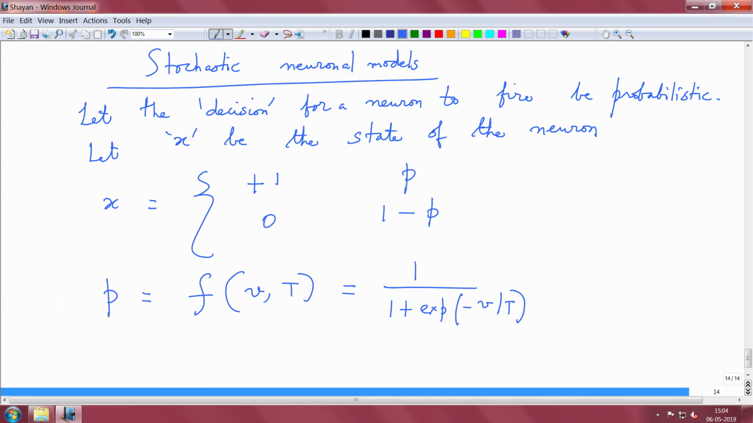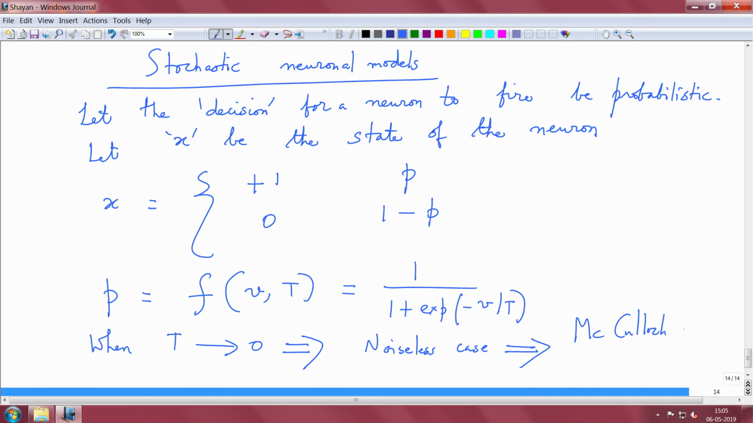And when t heads to 0, this implies the noiseless case, and this leads us to the McCulloch-Pitts model.